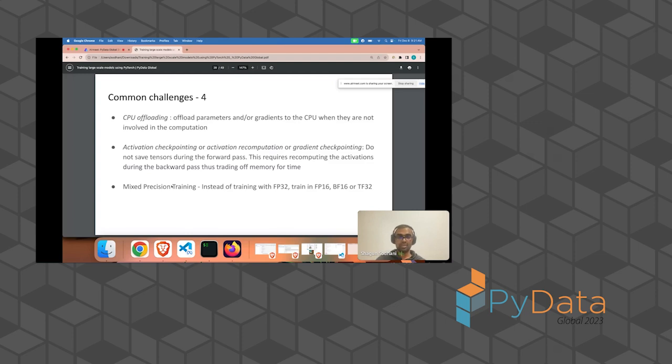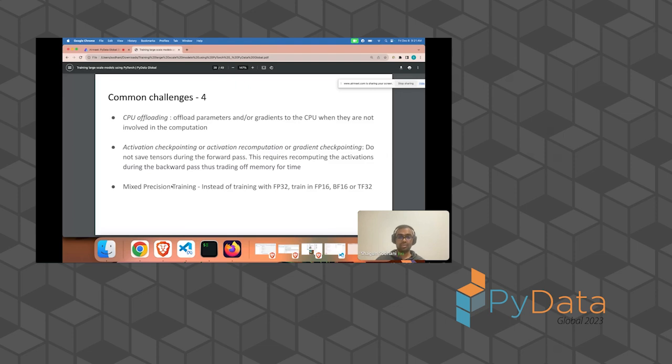One of these techniques is called CPU offloading. CPU offloading basically means that when you're training a model on a GPU, you offload the parameters or the gradients from GPU to CPU when you're not using them. So it frees up GPU memory for putting more stuff into it. So CPU offloading is supported in PyTorch.